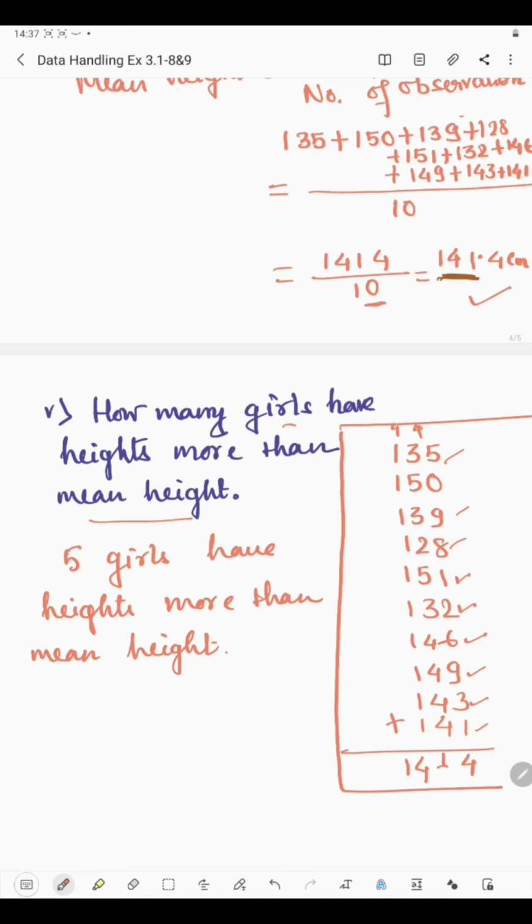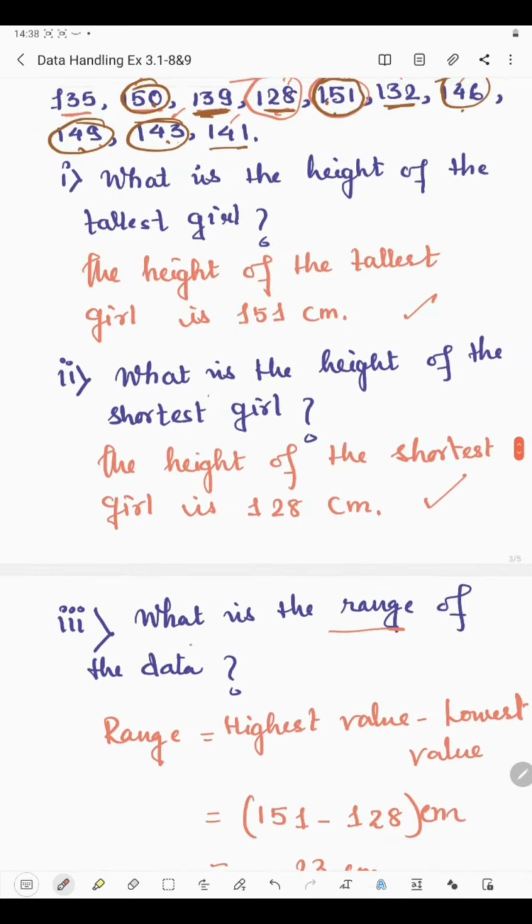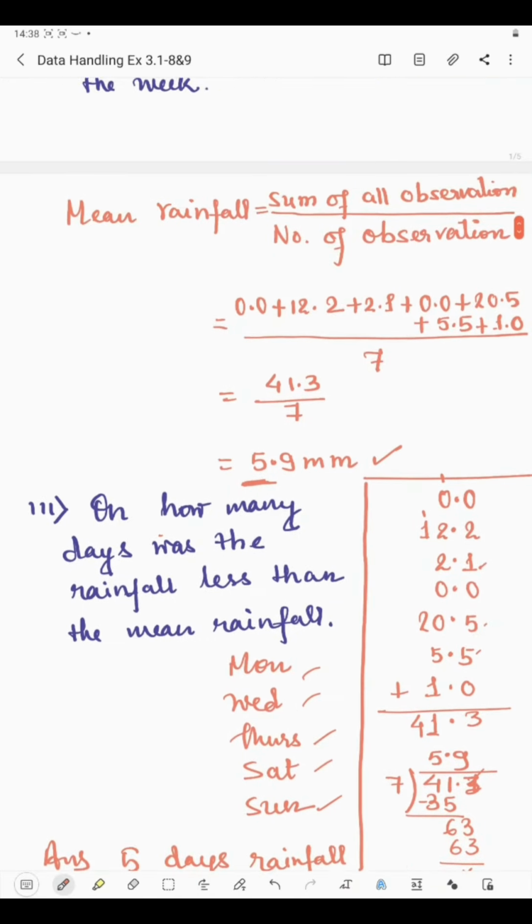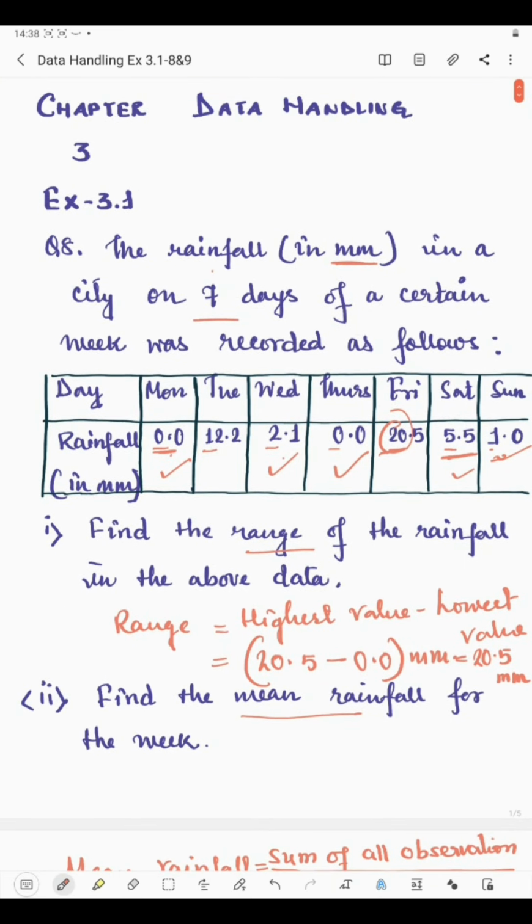So this was the last part of question number 9, and this was the last question of this exercise. If you have any doubt, any queries, leave a comment below.